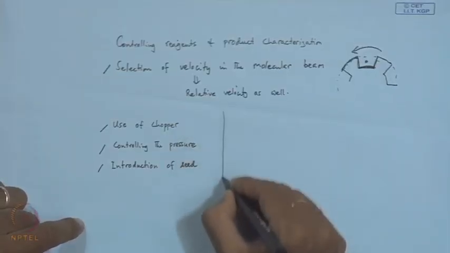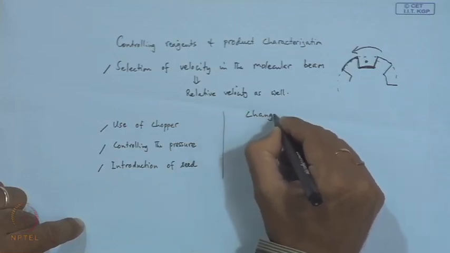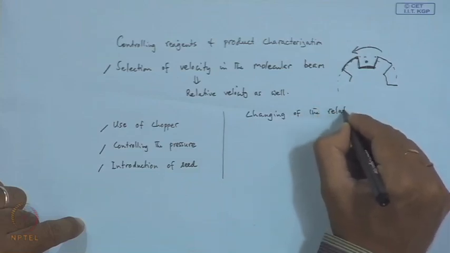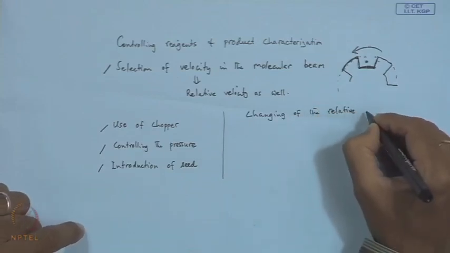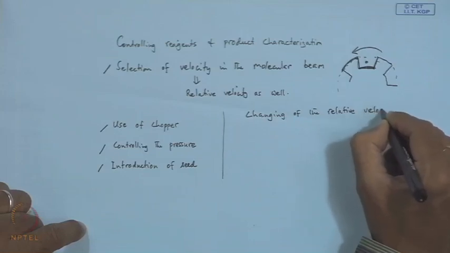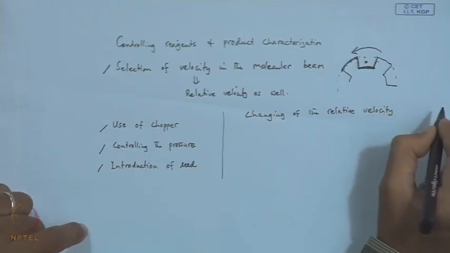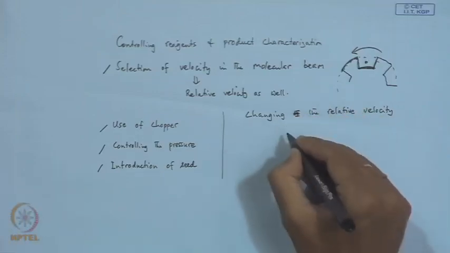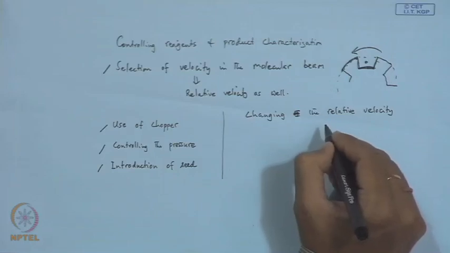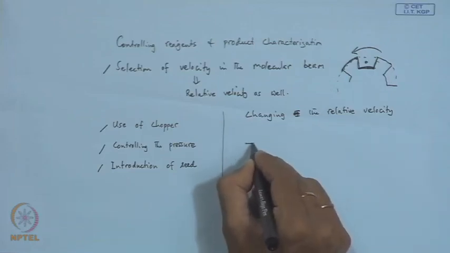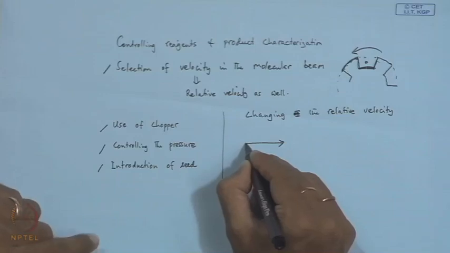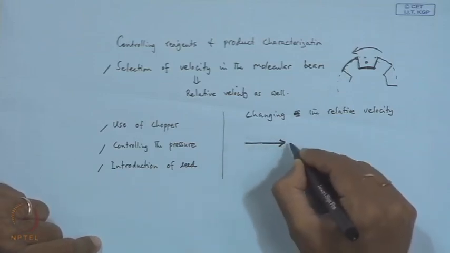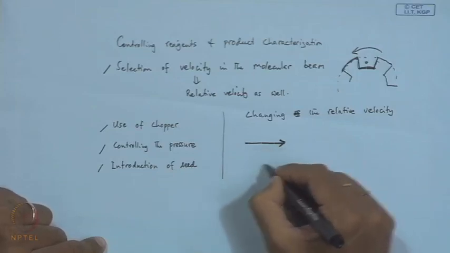Another option is changing of the relative velocity. You can do it, like if you can change the angle between the beams. So, this is one path, and suppose the next one is oriented at an angle which is not exactly 90 degrees, maybe this way.